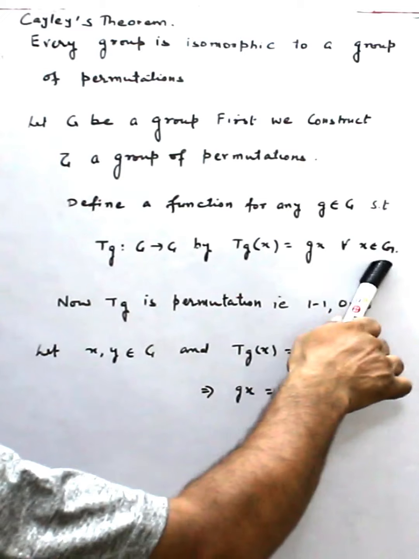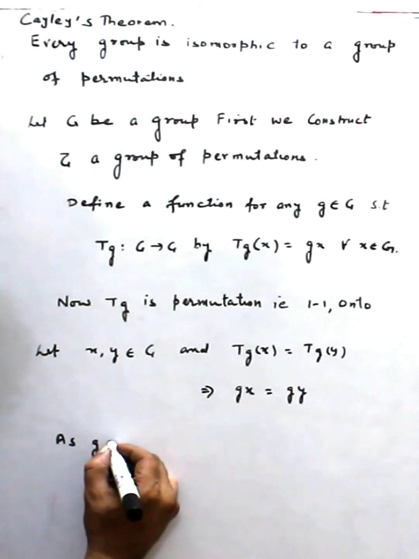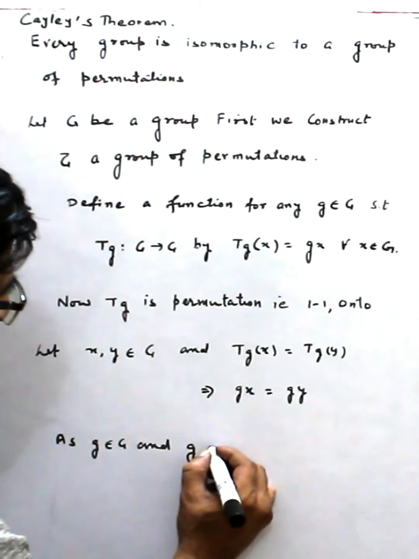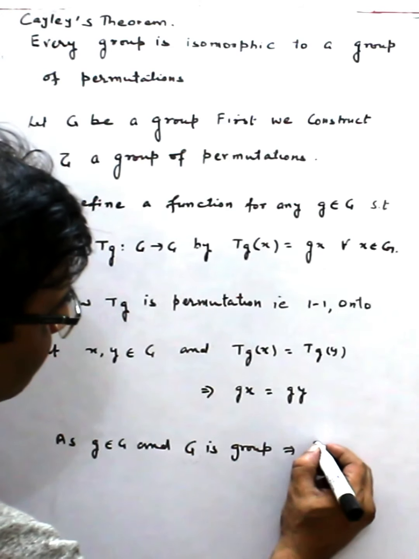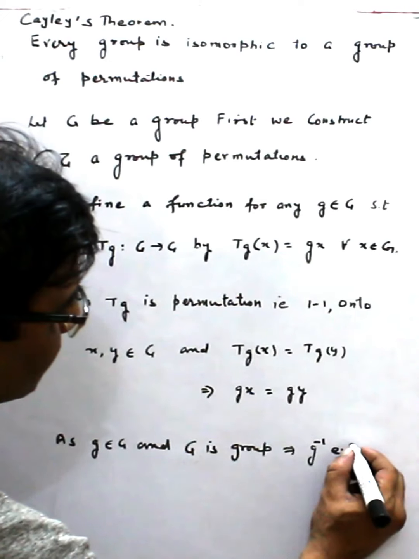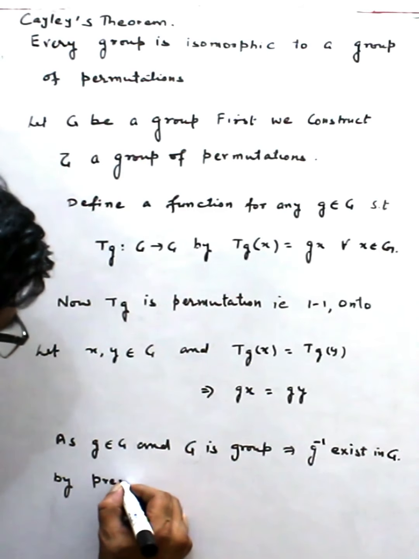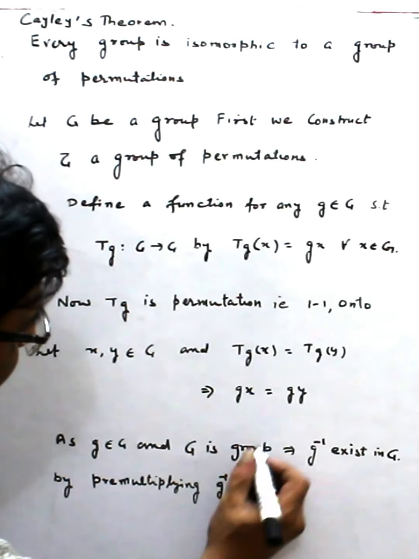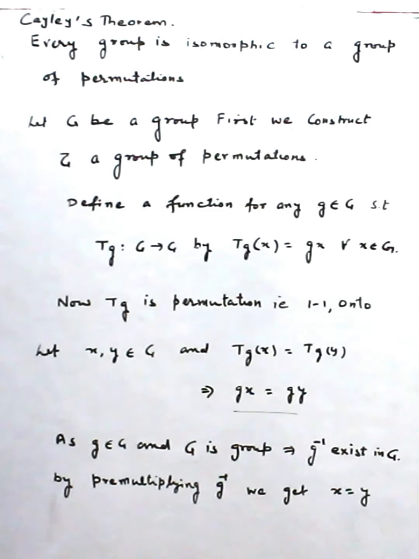As g is an element in G, and G is a group, g inverse exists in G. So pre-multiplying by g inverse, we get x is equal to y. Hence it is one-one.